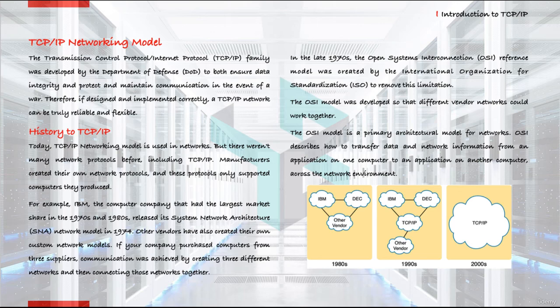Now let's look at the history leading up to TCP/IP. Networks today use the TCP/IP networking model, but previously there were not many network protocols, including TCP/IP. Manufacturers created their own network protocols, and these protocols worked only on computers they manufactured. For example, in the 1970s and 1980s, the computer company with the largest market share in the market was IBM. IBM released its System Network Architecture network model in 1974. Other vendors created their own private network models, and if you bought computers from all three companies, you could communicate by creating three different networks and then connecting those networks together.